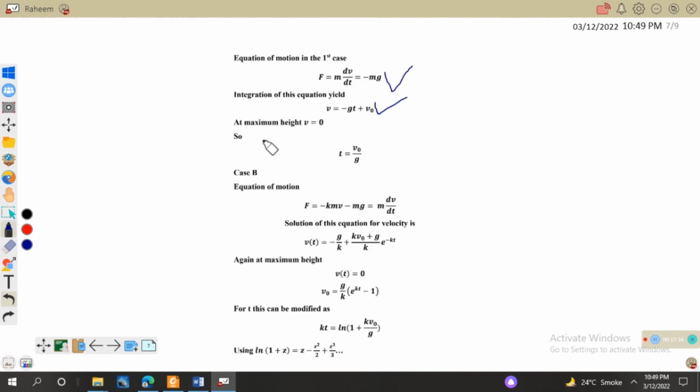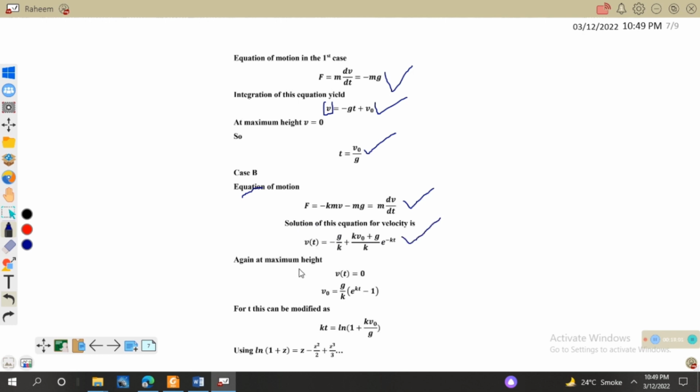So here we will put the velocity equal to 0 for maximum height. So this will give us case number 1: t naught is equal to v naught over g. When we consider the frictional force, the equation of motion will be modified like this: minus k m v minus m g is equal to this. If we solve this equation, again this will give us v of t equals minus g over k plus this whole expression.